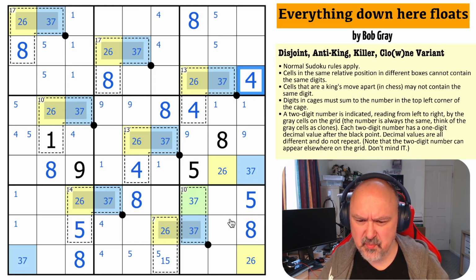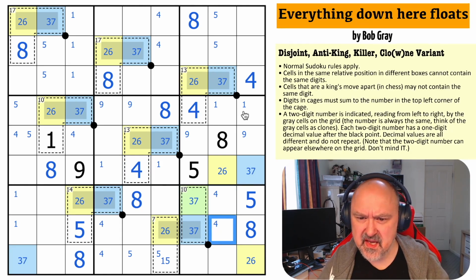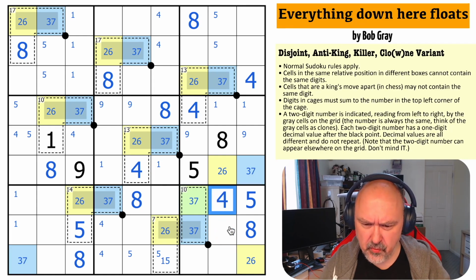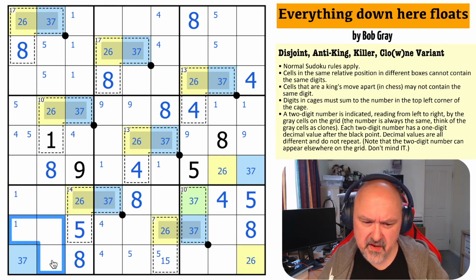That's a hard spot. So 4 is down here, but not in the bottom one, because that would disjoint with that. But it can't be here because it's already a dot. So that's not the 4, that's the 4. Which puts 4 down here.